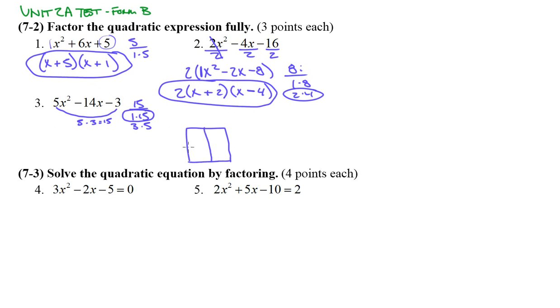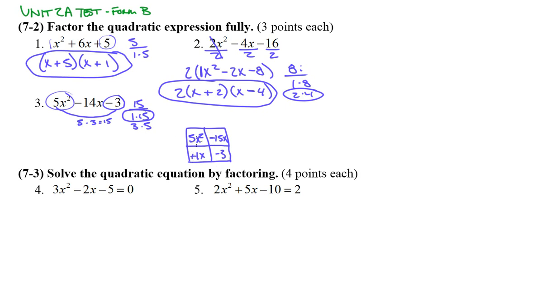Okay, so we make our little box here. 5x squared, whatever the first term is, always goes up in the top left corner, 5x squared. And then the last term always goes in the bottom right, minus 3. And then this 1 and 15 is going to be a 1x and a 15x. And then we have to make sure we put signs in front so that they add up to negative 14. So that's going to have to be negative 15 and positive 1.